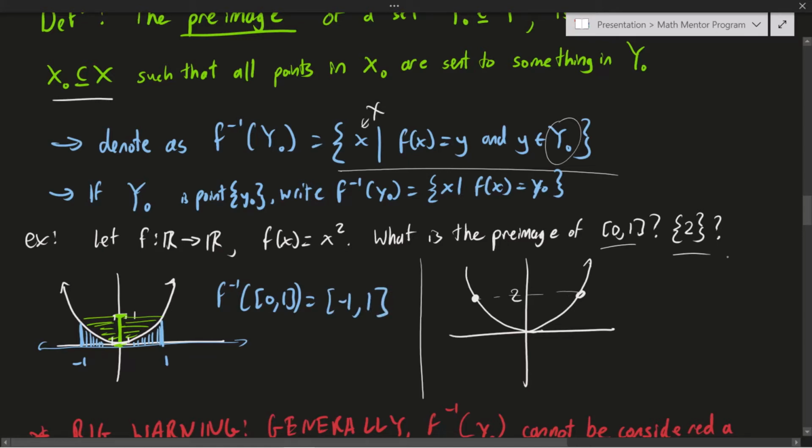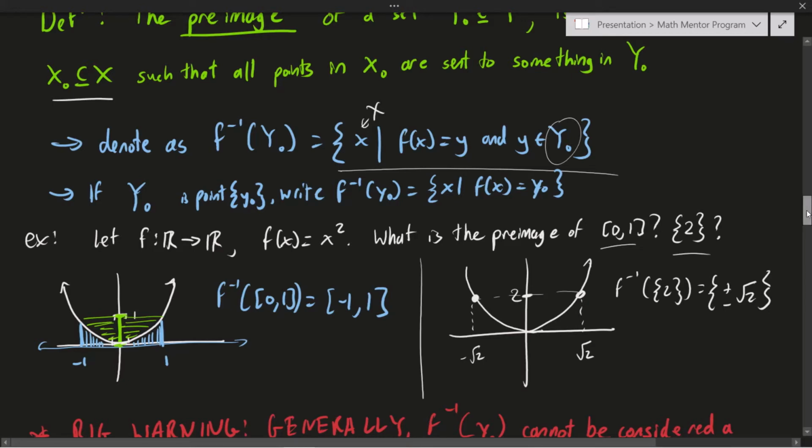Here's an example of looking at the preimage of a point. So here we have the point 2, but notice that 2 points get sent to 2. There's this one over here, which you can check is -√2, and there's this point over here, which is √2. Both of them get sent to 2, so we would say that the preimage of my single point, 2, is actually the set that contains plus or minus √2.